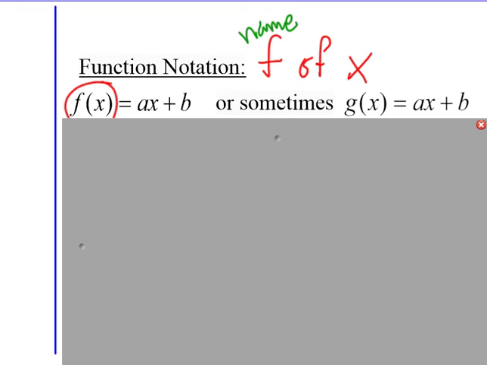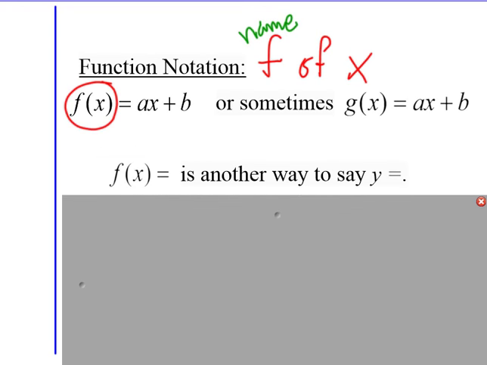Now, we could change the f to another name like g of x. That just means that another equation, its name is g. It'd be function f, and function g. But f of x is just another way to say y. They both mean output, okay? Both y and f of x both mean output.